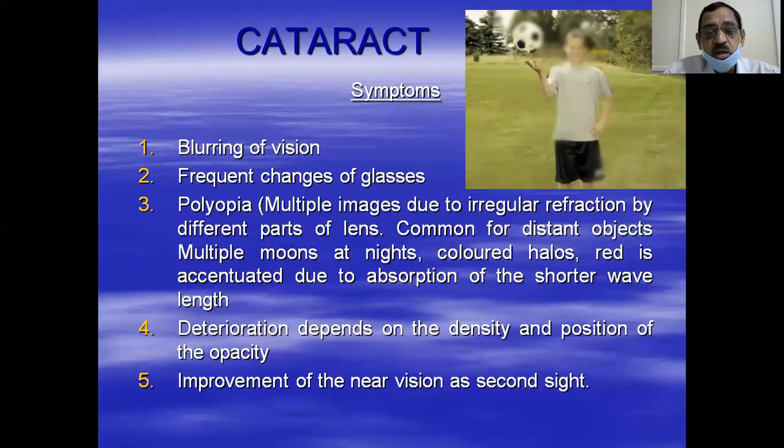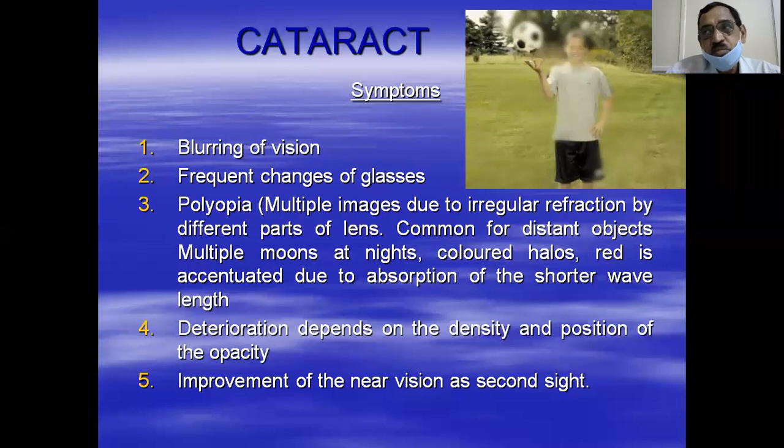Okay, and the deterioration of the vision depends in case of cataract on the density and the position of the opacity. Suppose if it is very thick opacity, so normally these people will have difficulty to do their daily routine. And if the opacities are placed in the center, it's an axial opacity, so then the visual deprivation will be faster.